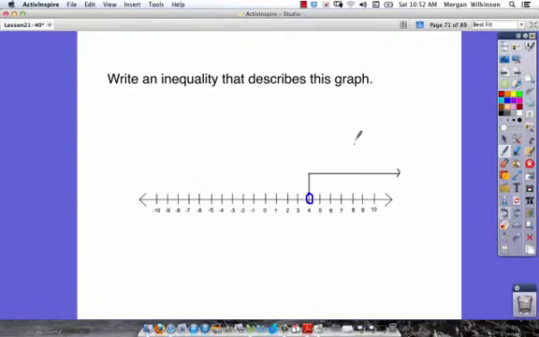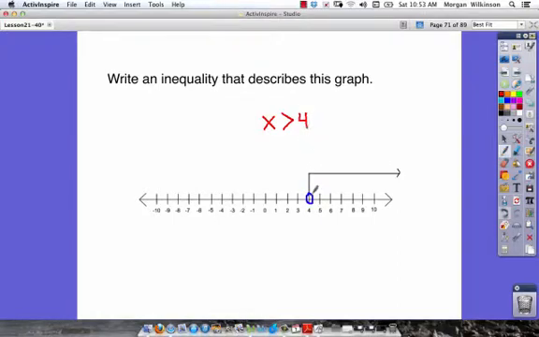Write an inequality that describes the graph below. So in this one, we've got our open circle on 4, and we're going to the right. So we're looking for all numbers that are bigger than 4. So what we're going to say is x is going to be greater than 4. Okay, because we're going to the right, all numbers bigger than 4.